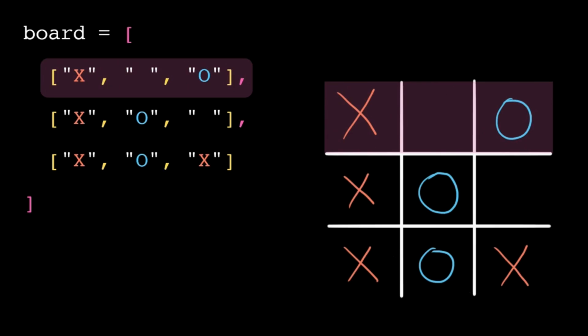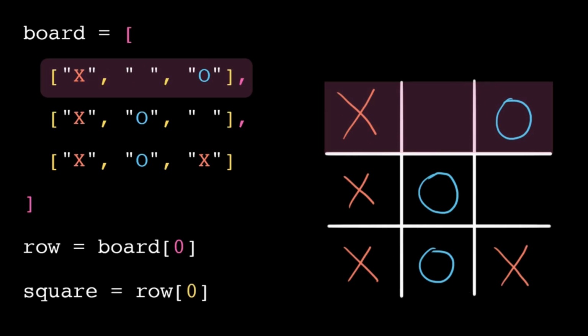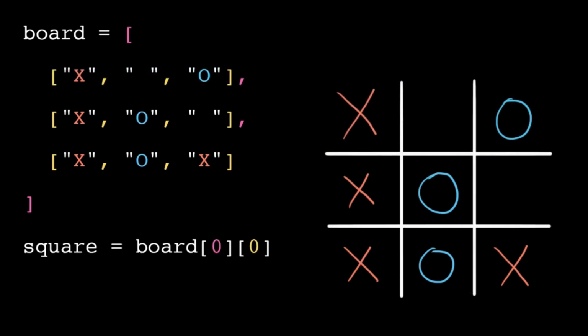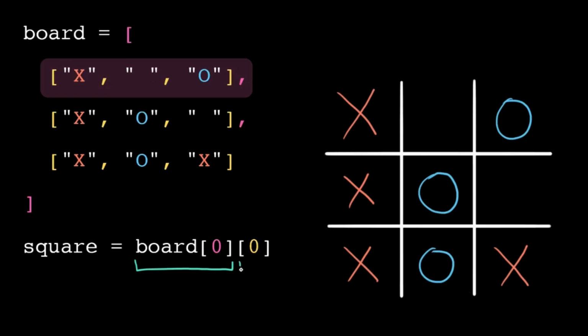Each element of my outer list is itself a list. So the element at index 0 is the whole first row of the board. If I want to access an element in that row, I just index into it again. So this gives us the first element of the first row, which would be the uppermost left square of the board. We can also collapse that whole access into a single expression. We evaluate from left to right, so board[0] gives us that first nested list, and the 0th element of that list is an X.